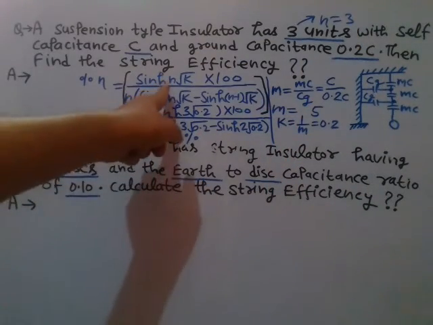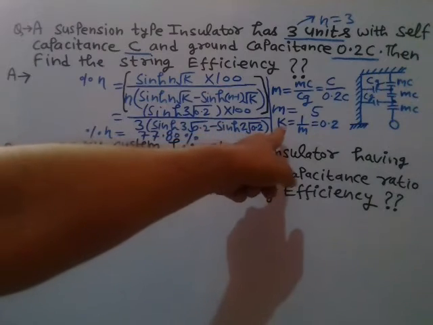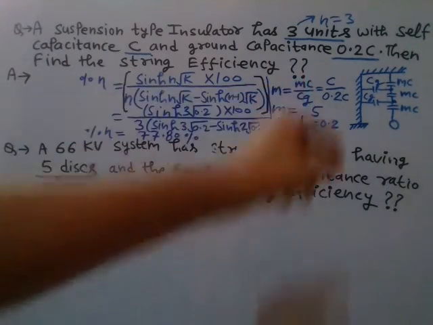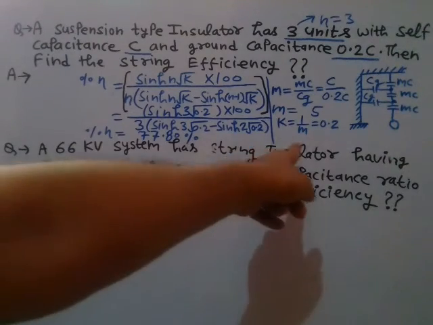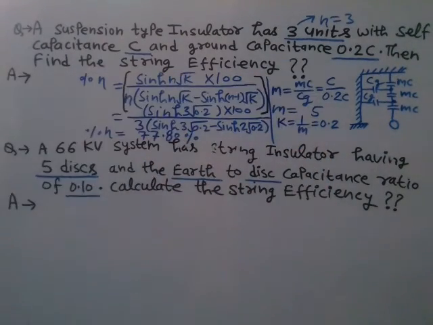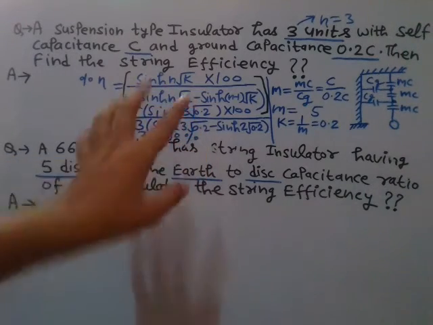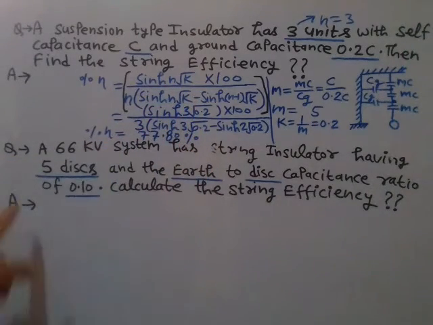So here n is 3 and k is the ratio of ground capacitance to mutual capacitance. That is basically 0.2, it is given in the question, right. So put the value of n and k and get your answer. This is the next numerical.